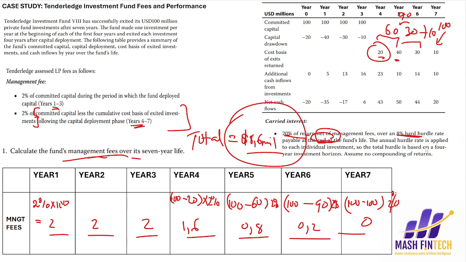Important. The annual hurdle rate is applied to individual investments so that the total hurdle rate is based on a 4-year investment horizon. So the investment horizon is 4 years. These are the important things to take note of. The 20% return on management fees, the hurdle rate of 8%, payable at, so this is over 8%. So this is a hurdle rate. And the annual rate is applied to individual investments, total hurdle based on 4 years. So the investment horizon is 4 years. These are the things I wanted you guys to take into account.